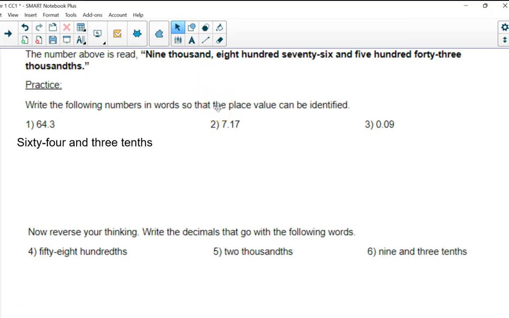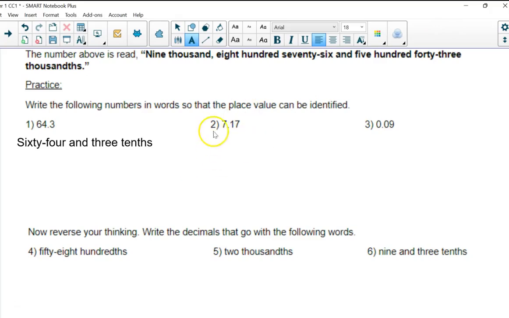So go ahead, use what you know about place value and what we just discussed, and try number 2 and 3 on your own. So pause the video, try them, and then come back. Okay, let's see how you did.